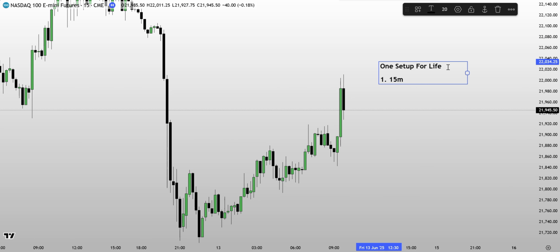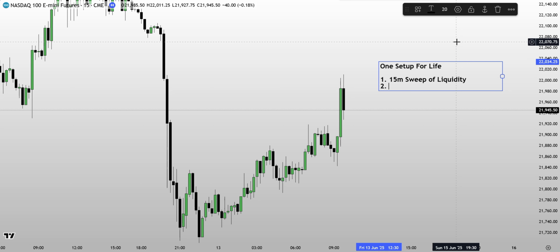What is requirement number one? Number one, 50-minute sweep of liquidity. That means a high or low, a significant high or low gets swept. Swing high like this, swing low like this, swing low like this, swing high like this. Some significant high or low gets swept. That is requirement number one.